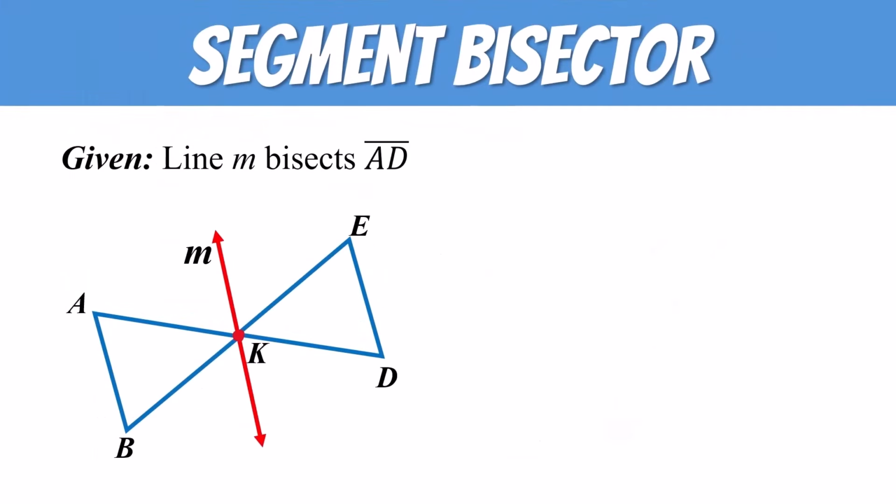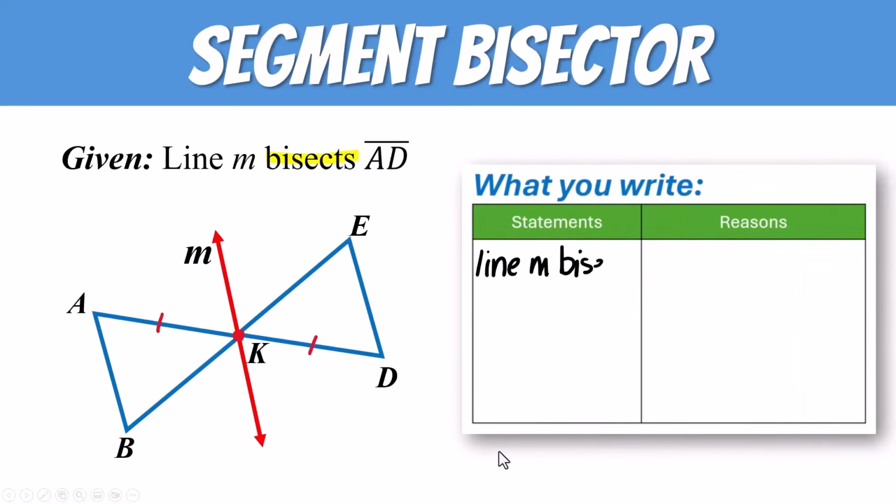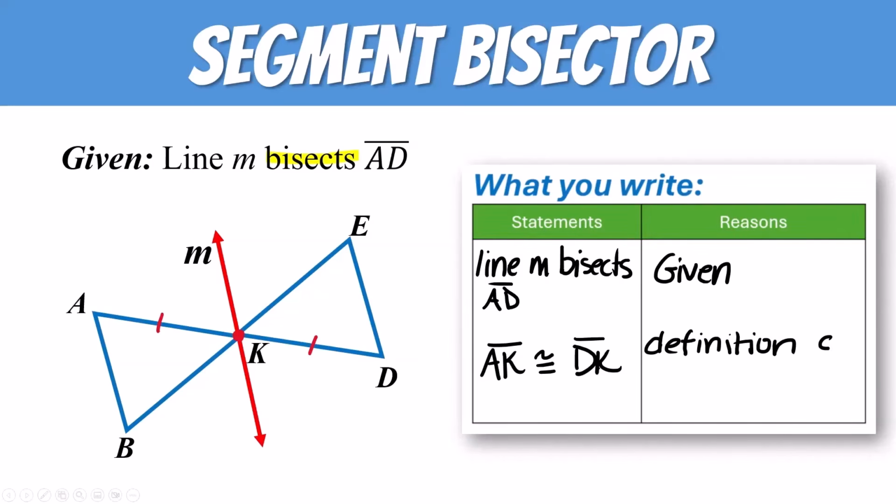Segment bisector. This line is bisecting A to D. It goes through right here at K. That means that bisector is splitting this into two congruent segments. In your proof, you write your given information so that you can use it. And then we go with AK is congruent to DK because that's the definition of a segment bisector.